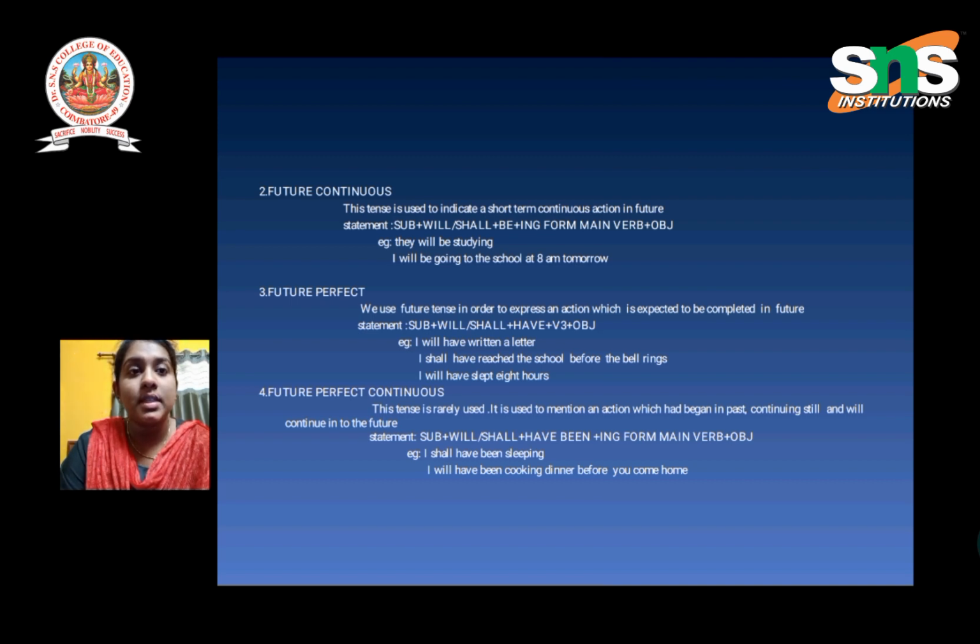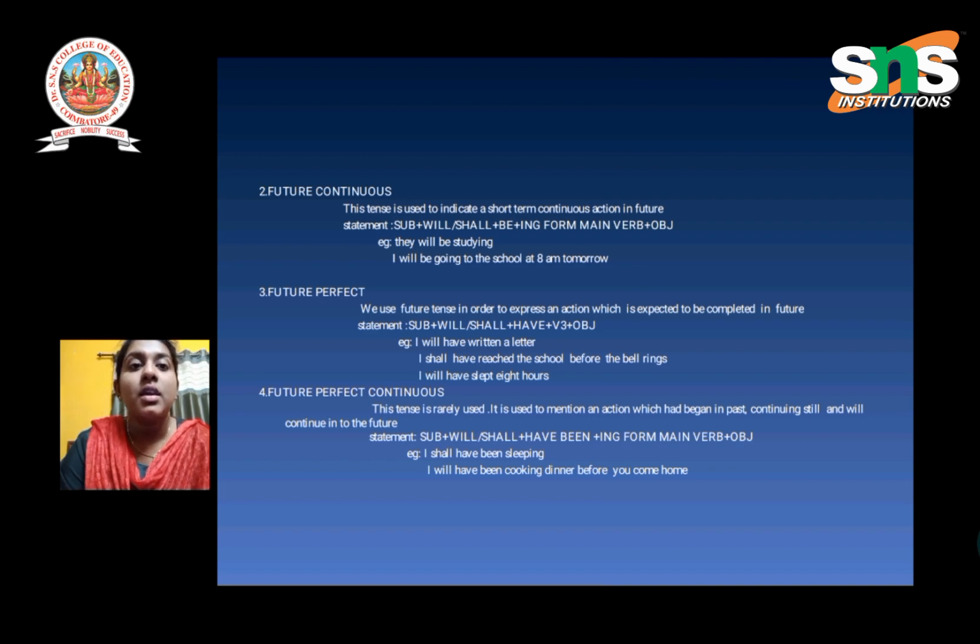And the third one is future perfect. We use future perfect tense in order to express an action which is expected to be completed in future. Statement: subject plus will or shall plus have plus V3 plus object. Example: I will have written a letter. I shall have reached the school before the bell rings. I will have slept 8 hours.